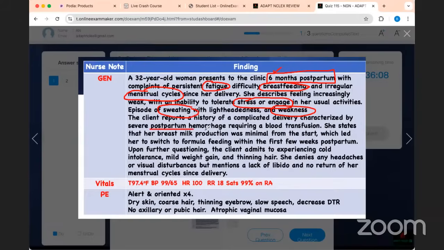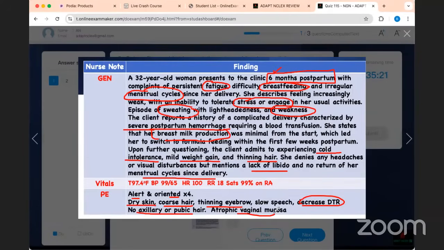She had a postpartum hemorrhage, really bad one, when she delivered a baby. The breastfeeding never occurred, like I told you. She's reporting cold intolerance, weight gain, and thinning of the hair, and also decreased libido and menstrual cycle. When you examine her, she's alert and oriented, her skin is dry, she has coarse hair, she has thinning of her eyebrows, deep tendon reflex is decreased, pubic hair is not there, and her vagina is atrophic.